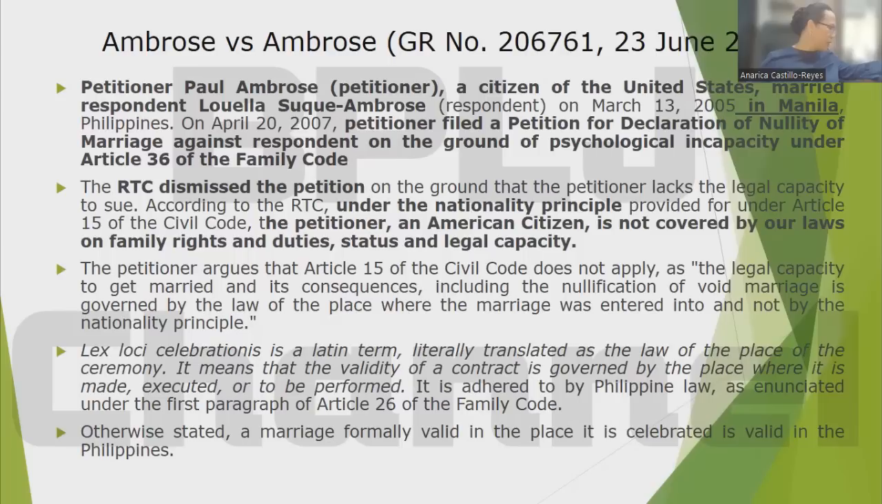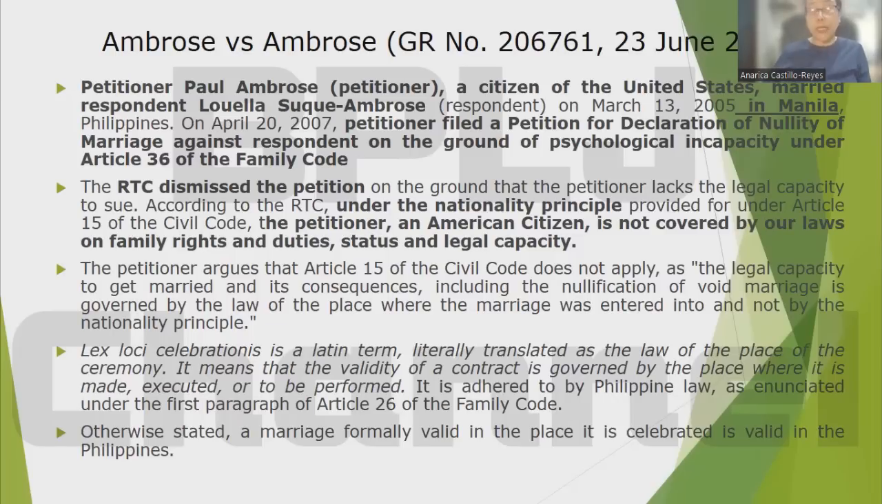Okay, we have another interesting case, Ambrose versus Ambrose. So in this case, petitioner Paul Ambrose is a U.S. citizen. Okay, he married Luella in Manila. Lex loci celebrationis, place of celebration of the marriage is Manila. Okay. Paul is an American citizen. Now, petitioner filed a complaint for declaration of nullity of marriage under Article 36 of the Family Code.